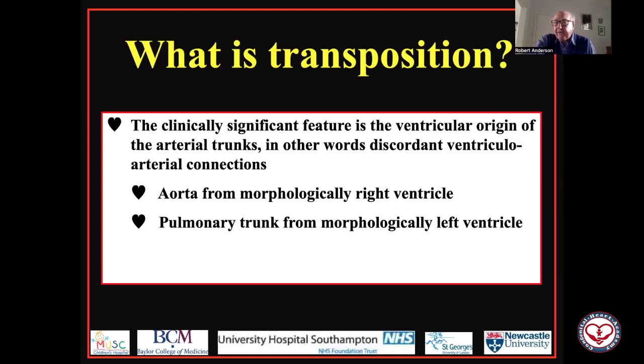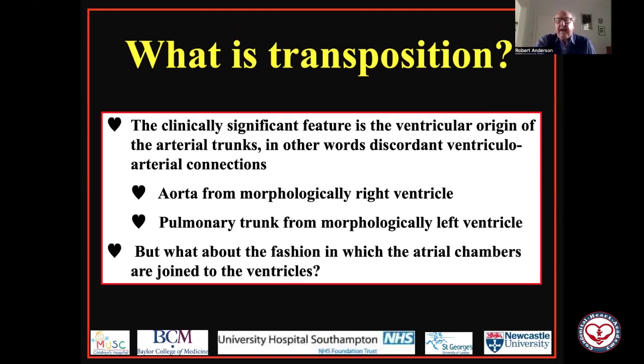But what we haven't mentioned thus far is the influence of the connection between the atrial chambers and the ventricles. So let's look at the influence of the atrioventricular connections. And Diane's going to start by showing you an example in which the atrioventricular connections are concordant, yet still there are potential problems. And she's then going to contrast that with other examples where there are discordant atrioventricular connections, but not what we would call regular transposition.